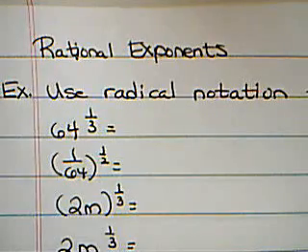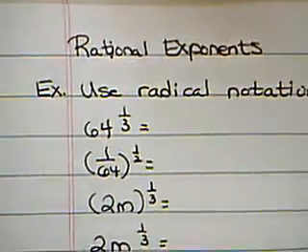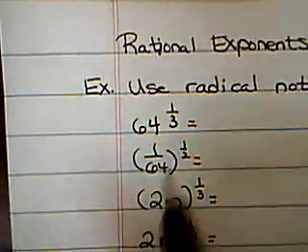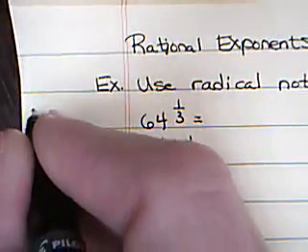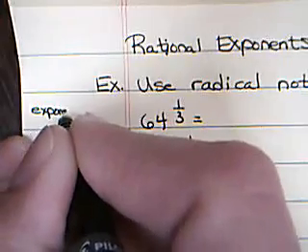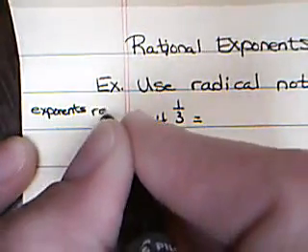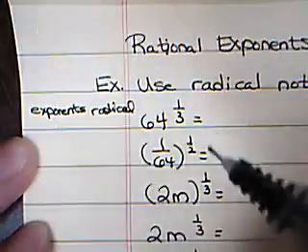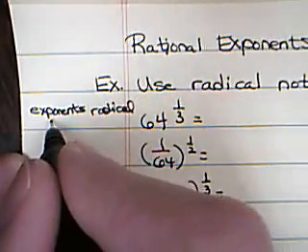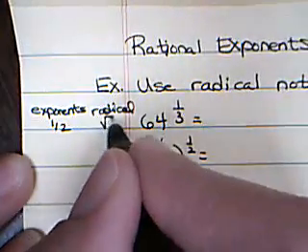In this lesson, we're going to learn how to rewrite exponents using radical notation, and sometimes you'll be able to simplify these. It depends on what the problem looks like. But to begin with, when we look at the exponents, they can be rewritten in radical form and vice versa. So in this case right here, if the exponent is 1/2, the radical is a square root.